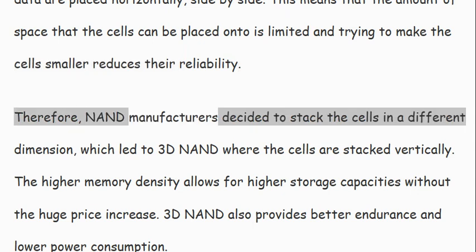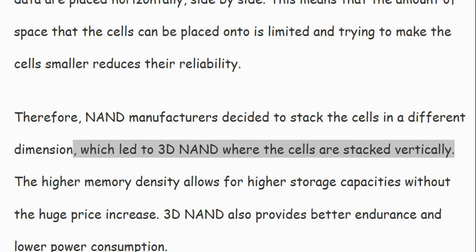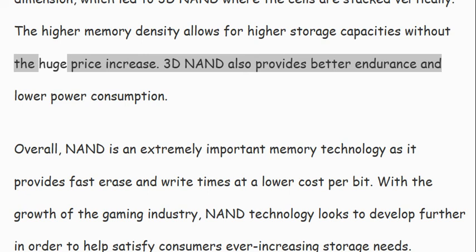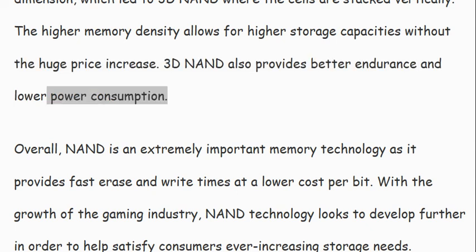Therefore, NAND manufacturers decided to stack the cells in a different dimension, which led to 3D NAND where the cells are stacked vertically. The higher memory density allows for higher storage capacities without the huge price increase. 3D NAND also provides better endurance and lower power consumption.